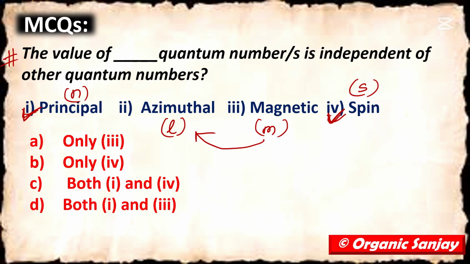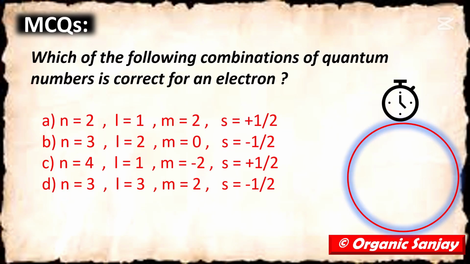So what is the right answer? Both 1 and 4. Option number C. Which of the following combinations of quantum number is correct for an electron? So for a particular electron, which combination is correct and which are not? So let's see the options.